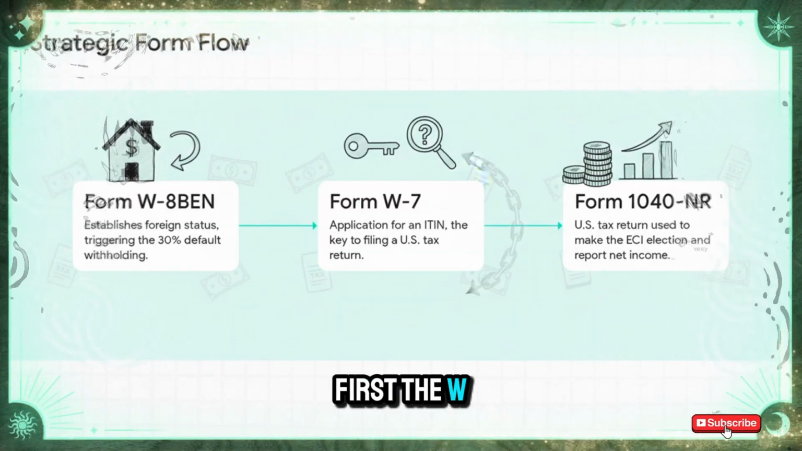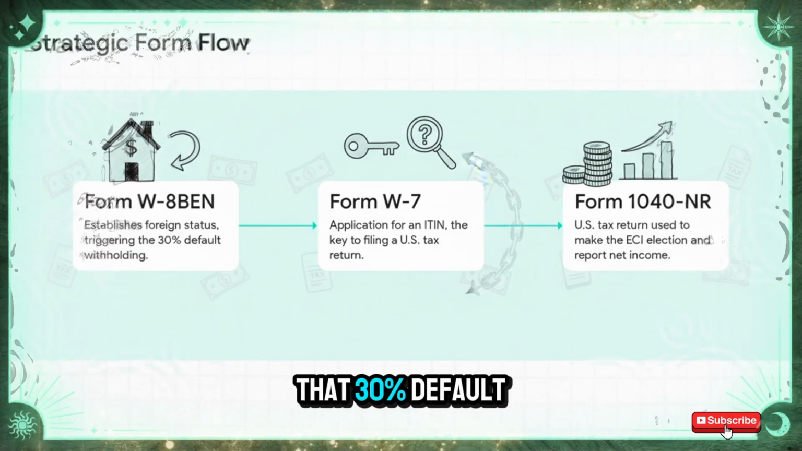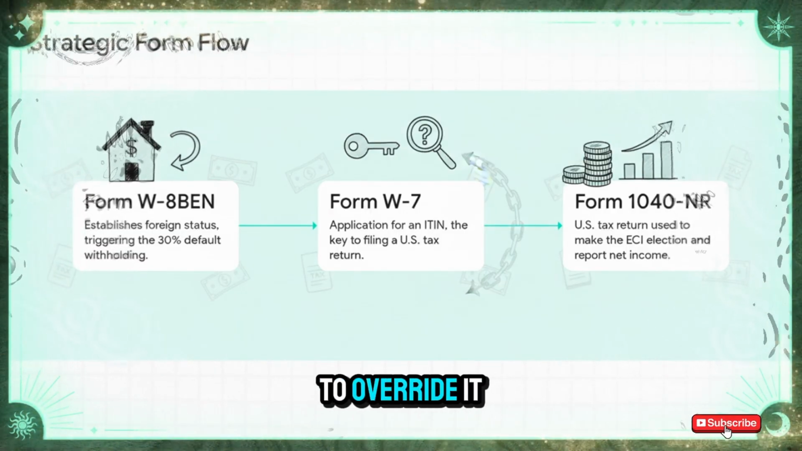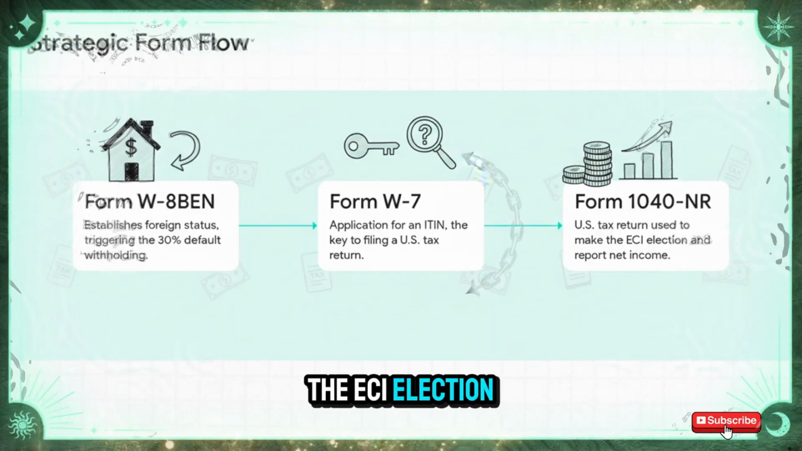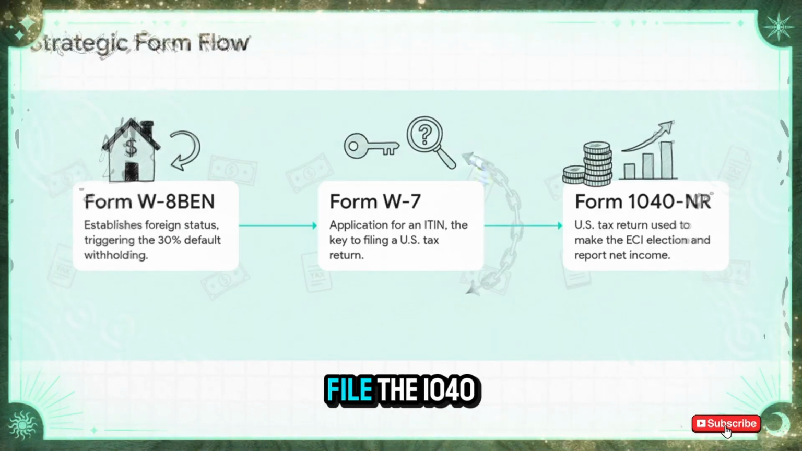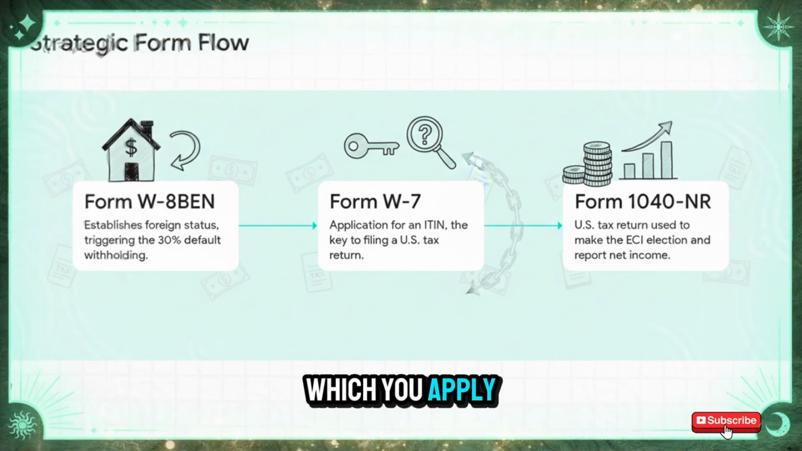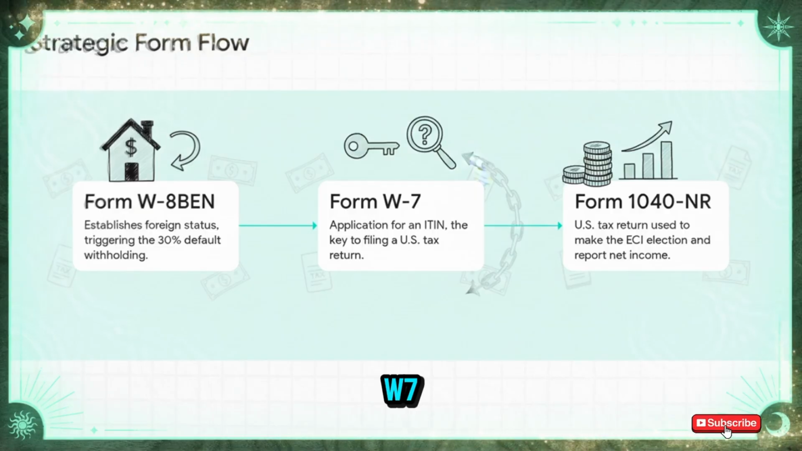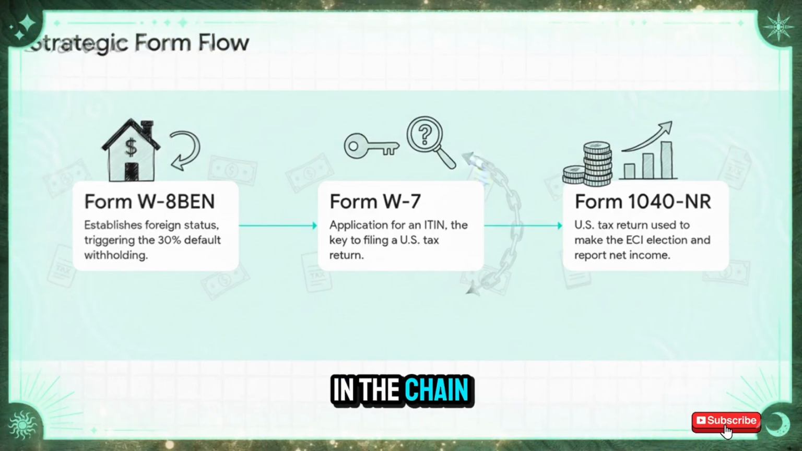First, the W-8BEN establishes your foreign status and kicks in that 30% default. To override it, you have to file a 1040-NR to make the ECI election. But to even file the 1040-NR, you first need an ITIN, which you apply for using Form W-7. See how it works? Each form unlocks the next step in the chain.